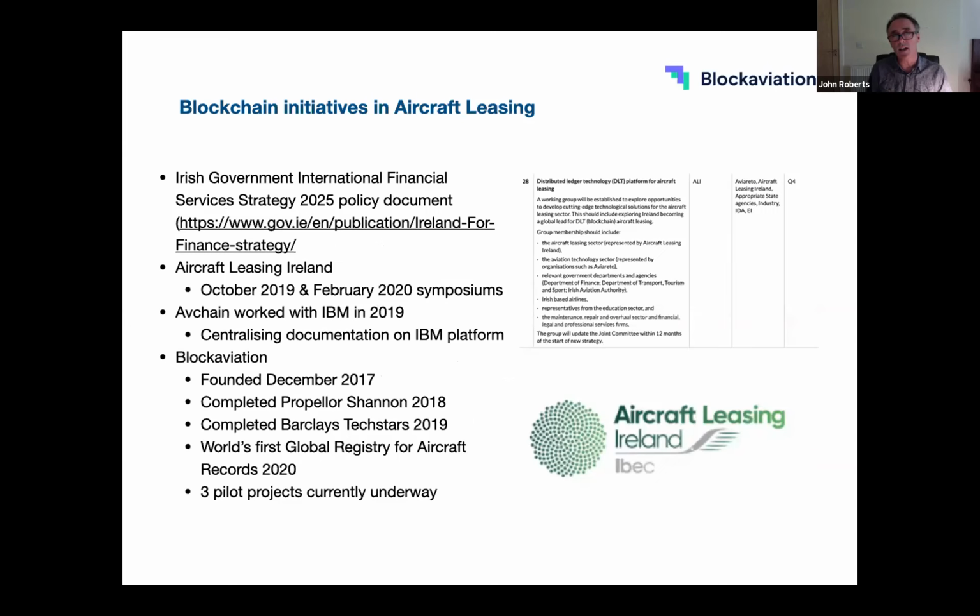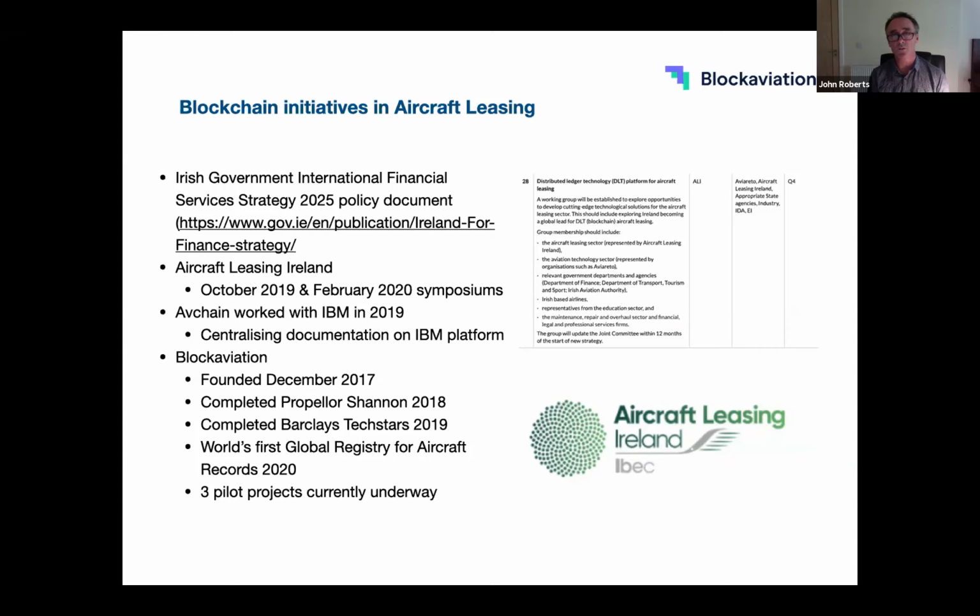In Ireland and in aircraft leasing, the Irish government set out their financial service strategy for 2025, and Article 28 of that, I've just taken a little synopsis of it there, is to establish a DLT platform for aircraft leasing in Ireland. And they've charged Aircraft Leasing Ireland, which is the council of lessors. There's 32 members in that council at the moment.